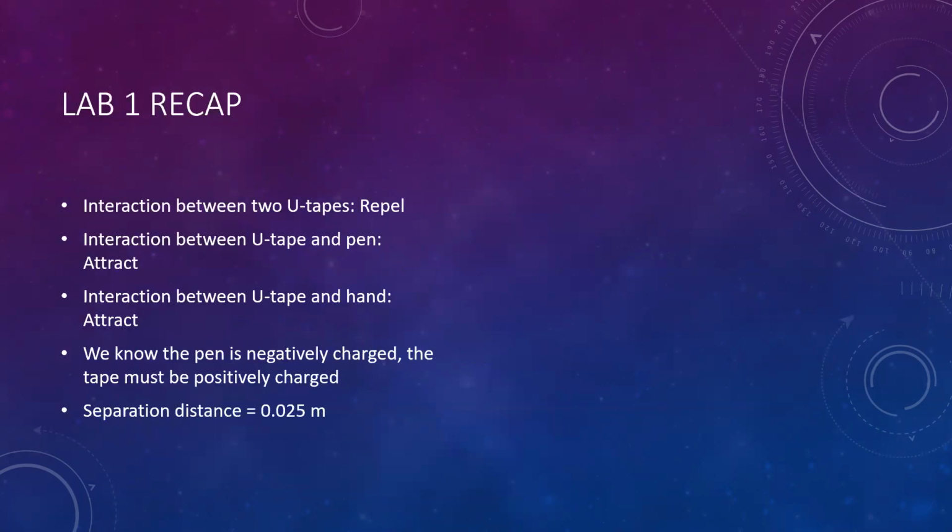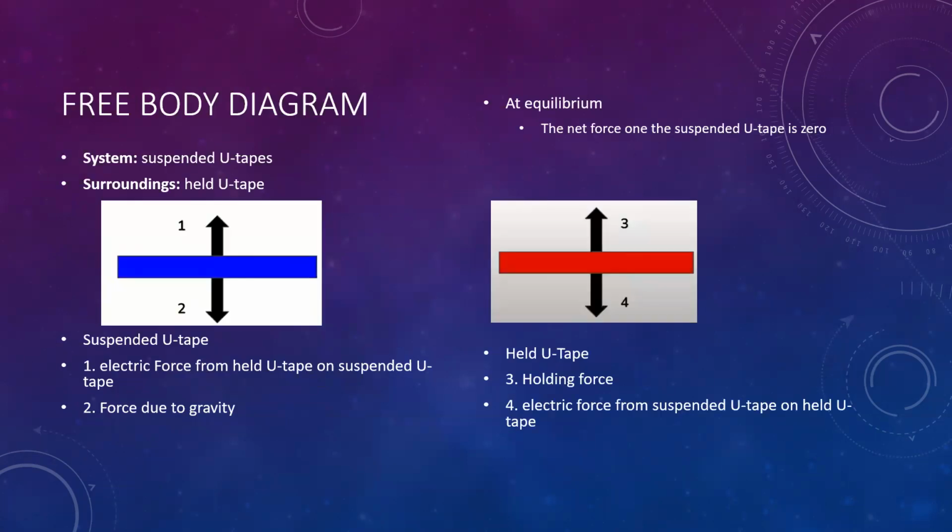Lab 1 recap. The interaction between the two U-tapes: they repelled each other. The interaction between the U-tape and the pen was an attraction. There was also an attraction between the U-tape and the hand. So we knew that the pen was negatively charged, therefore the tape must be positively charged. The separation distance was 0.025 meters.